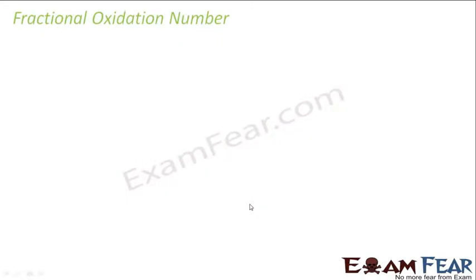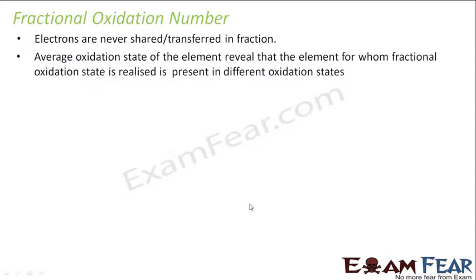Let's talk about fractional oxidation number. We'll see some scenarios where the oxidation number comes out to be fractional. The question that comes to our mind is, why do we have fractional oxidation number when we know that electrons are never shared or transferred in fraction? When there is a transfer of electron, it is a total transfer. It's never that 50% of the electron is transferred or 60% of the electron is transferred. It's always the full transfer or sharing of electron, right? So why do we have fractional oxidation number?